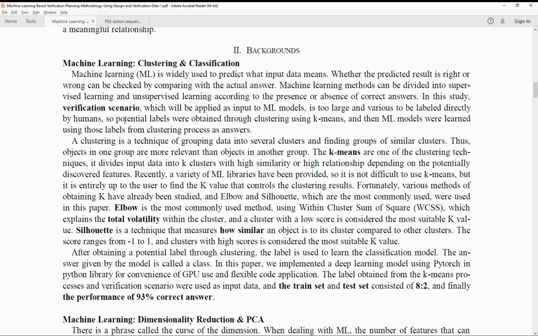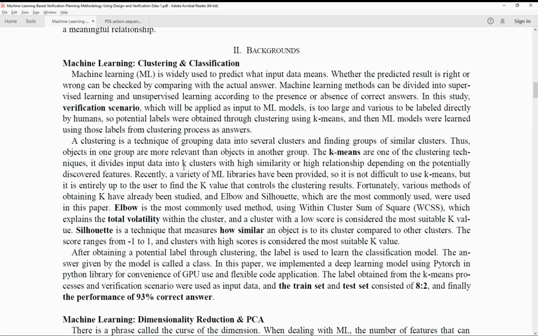So potential labels were obtained through clustering using k-means, and the ML models were trained using the labels from the clustering process as answers. Clustering is a technique of grouping data into several clusters and finding groups of similar data. Thus, objects in one group are more relevant than objects in another group. The k-means is one of the clustering techniques. It divides input data into k clusters with a high similarity or high relationship depending on the potentially discovered features.